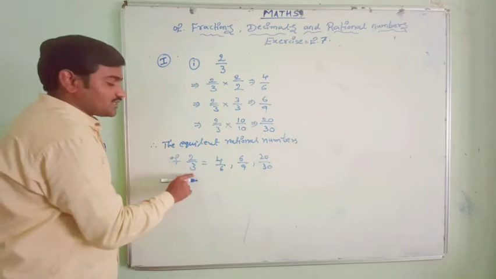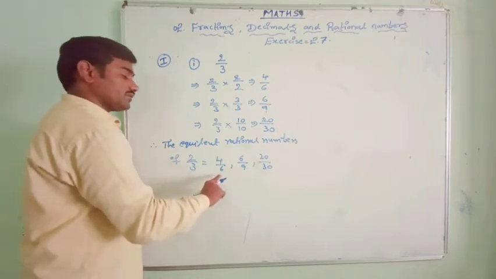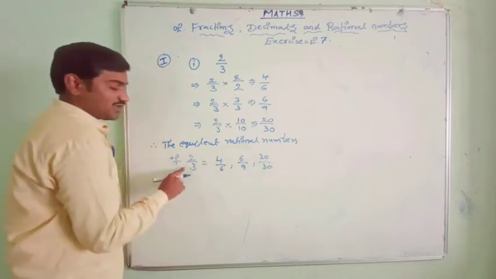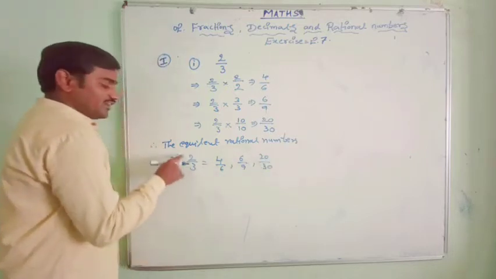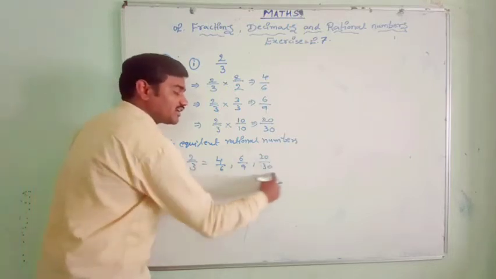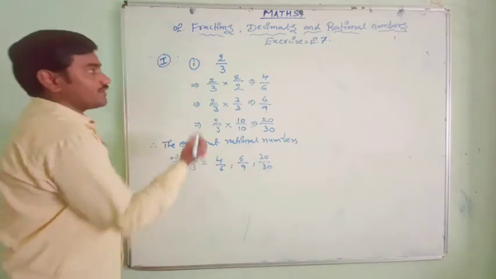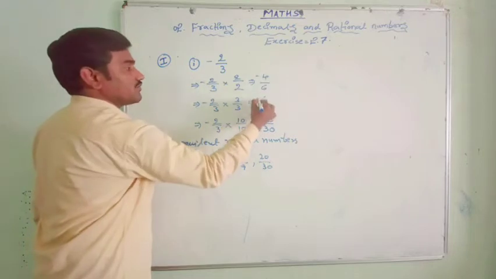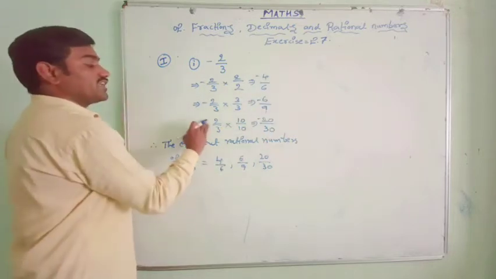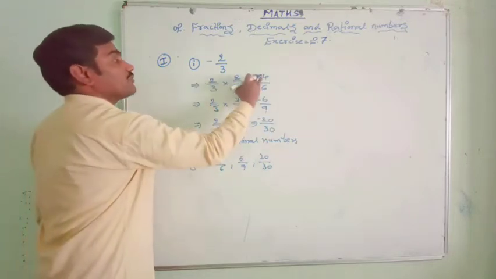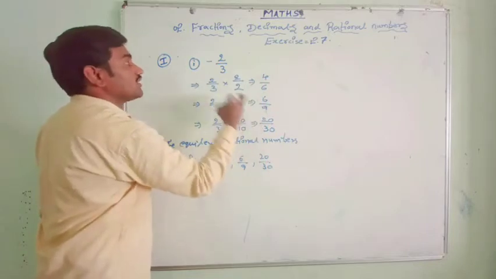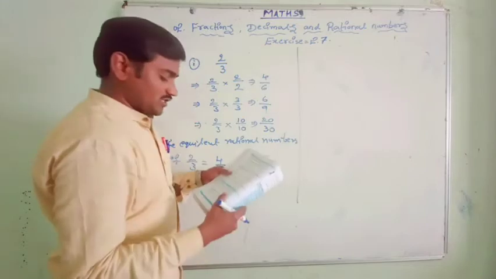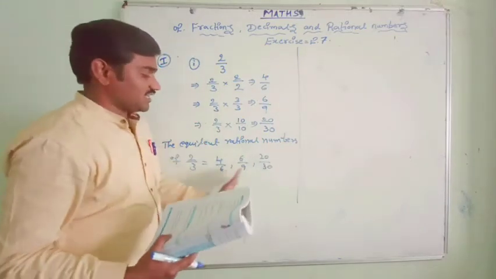It is a positive rational number, so the equivalent fractions of a positive rational number are always positive. Here it is positive, so you will get all positive only. If it is negative, the equivalent rational numbers you will get are negative only. Because if it is minus 2 by 3, we always keep the minus sign, so you will get minus, minus, minus. So the equivalent rational number of a positive is always positive, and of a negative is always negative. Here we got all positive equivalent rational numbers.